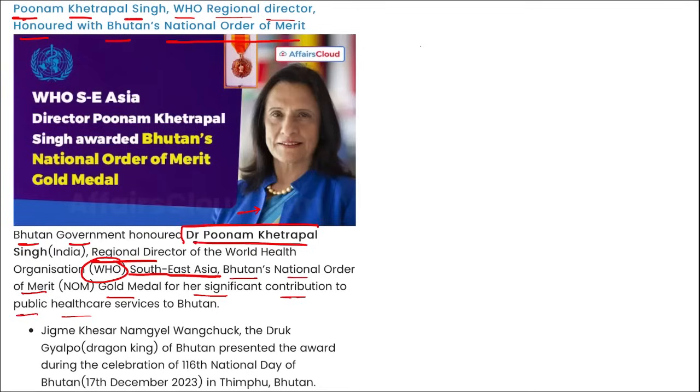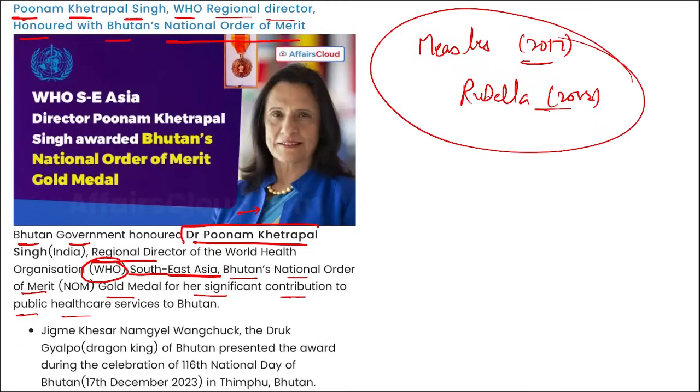Right? Mark this. Then as WHO Regional Director, she played a key role in supporting healthcare leadership in Bhutan. And during her tenure, Bhutan has become one of the first countries to eliminate measles in 2017 and rubella in 2023, and they both were ahead of schedule, right? And we have discussed which country became the country to eliminate rubella in 2023.